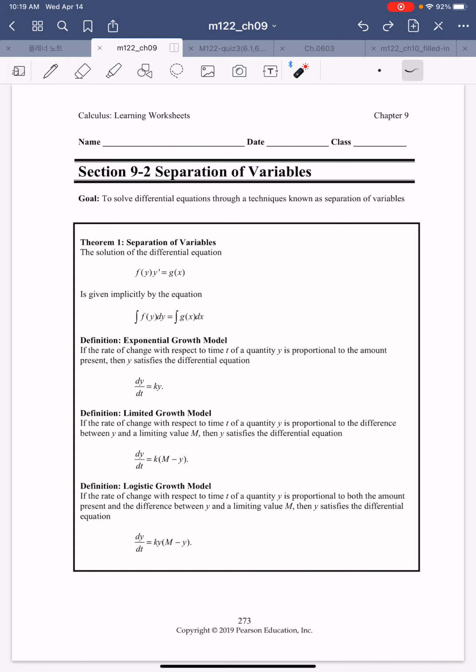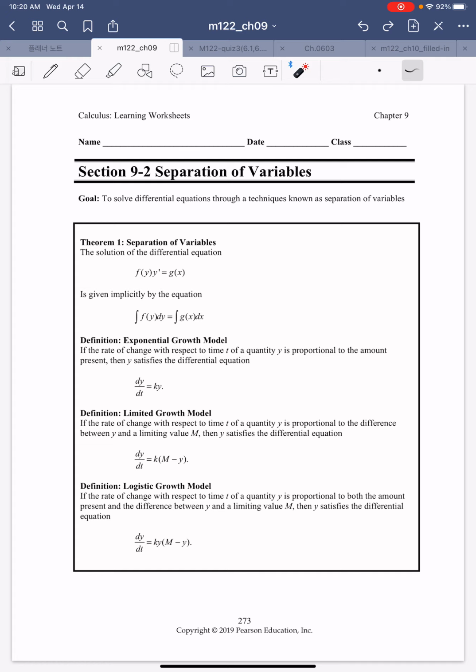Later in the chapter, at the end, we are going to go over three different application problems: the exponential growth model, the limited growth model, and the logistic growth model. They all have a very similar thing: two things being multiplied, the growth or decay factor k, and then another product with certain limits on growth or logistic growth.